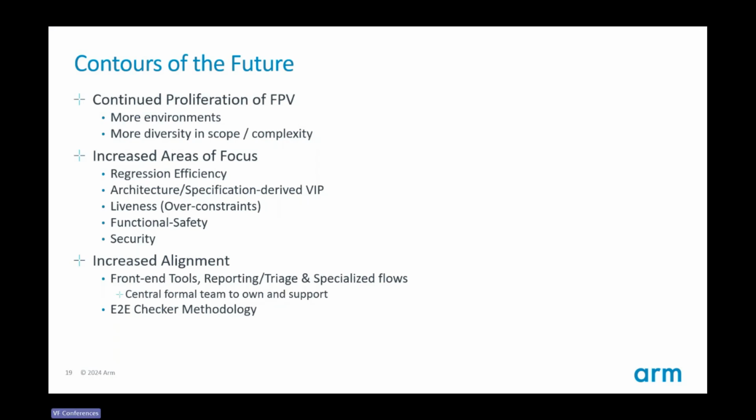We see that FPV is not going anywhere. We're continuing to proliferate. There are more environments, more diversity in size and complexity. Also, in terms of increased areas of focus, regression efficiency, and we've been working on architecture-based derived VIP, in most cases automatically. Liveness has been a source of pain at times. Functional safety and security are all going to be increasingly important. And also having some increased alignment in terms of efficiencies for things like front-end tools or triage or other flows, having a central formal team to support those.